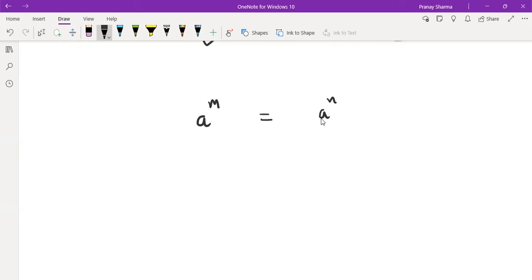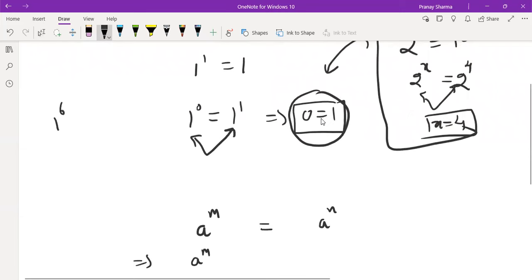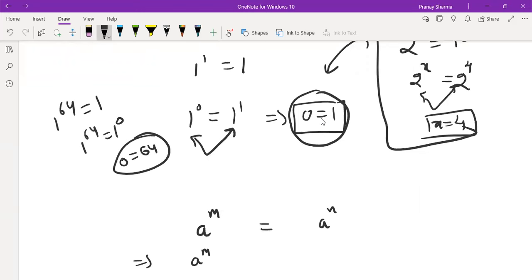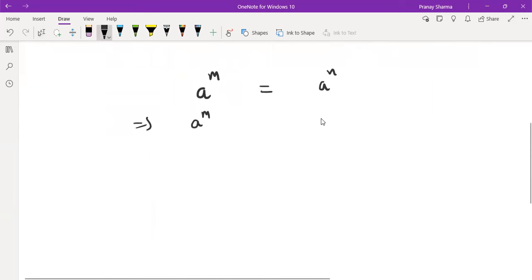Then we say that m should be equal to n. But I just wanted to explain why we have 1 to the power 0 equals 1 to the power 1, and 0 does not equal 1, right? We can also have a case in which 1 to the power 64 is equal to 1. So we can equate 1 to the power 64 and 1 to the power 0, and then we say that 0 equals 64. So that is also not correct. We have taken one such case here, right? Let us jump to a detailed explanation of this.